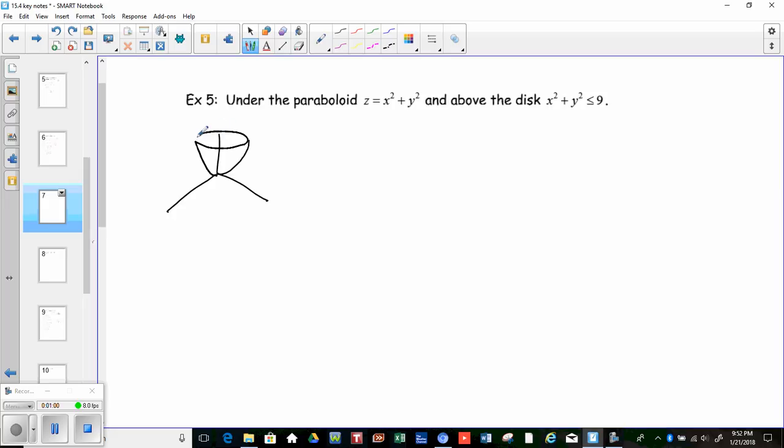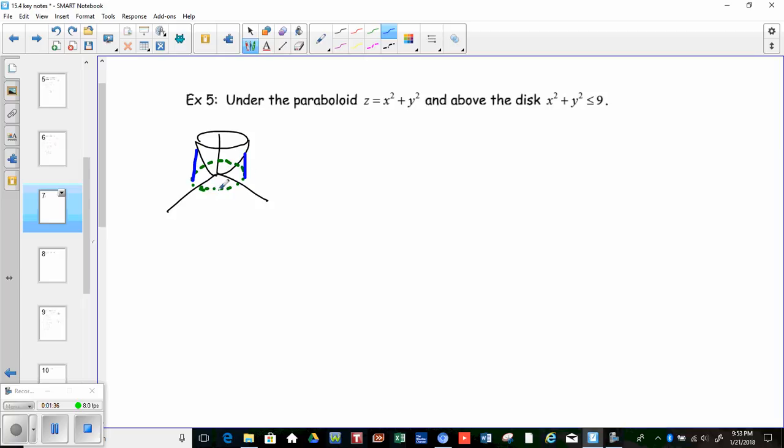And it just keeps on going. But what we're trying to find is the volume that's beneath this curve, so everything underneath of that surface, and above the disk x squared plus y squared equals 9. Well, that disk is nothing more than a circle, a circular base, right here. So what we're trying to find is all the area between here and here, all the way around this thing. That's between this paraboloid and above this disk right here.